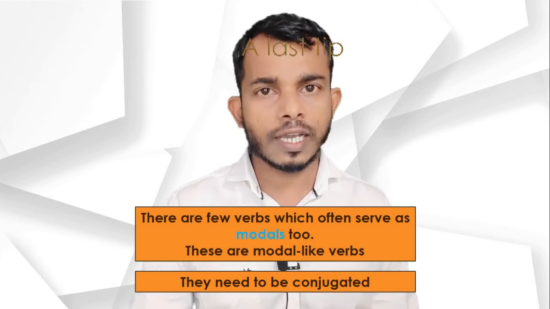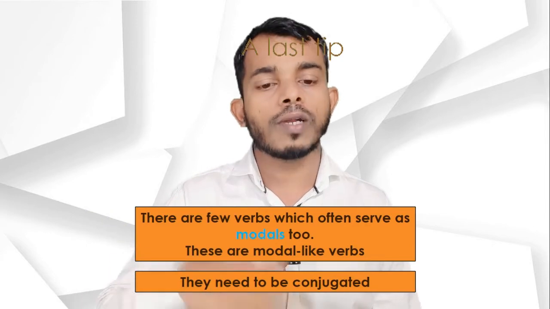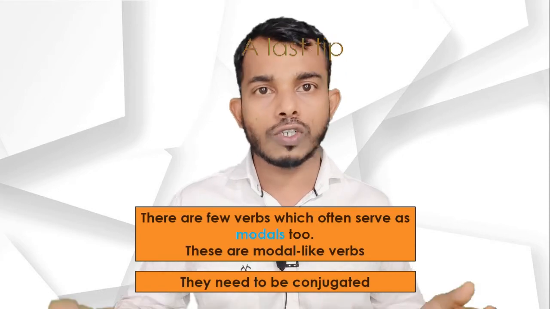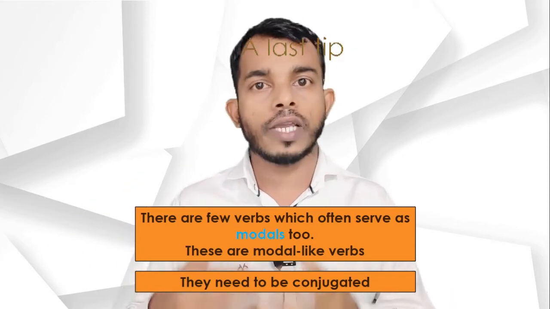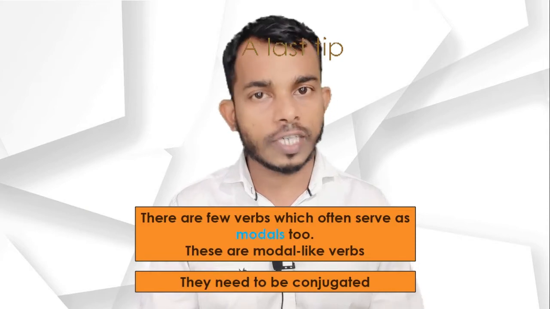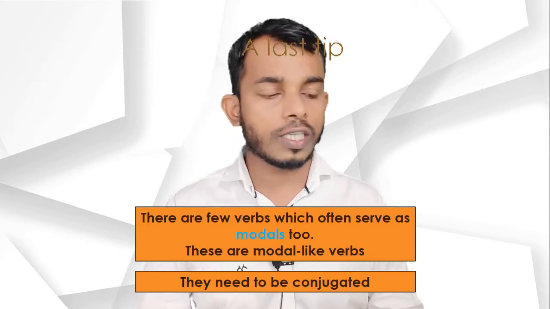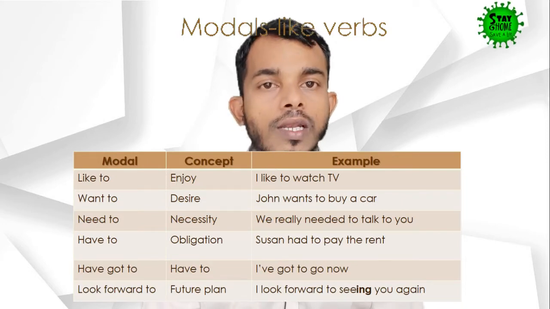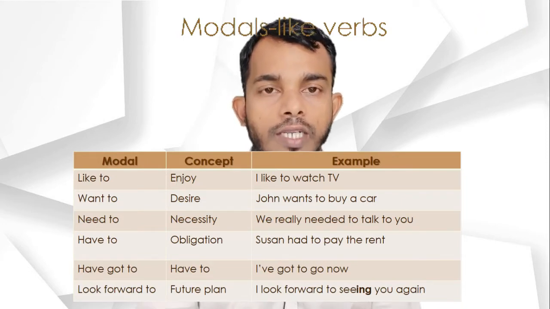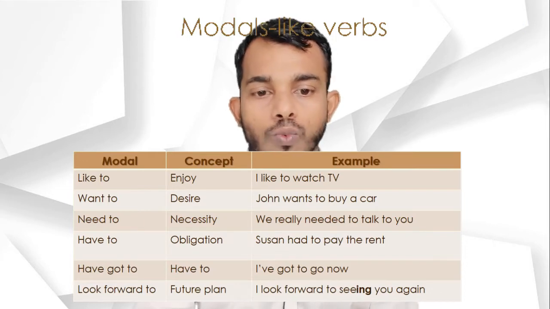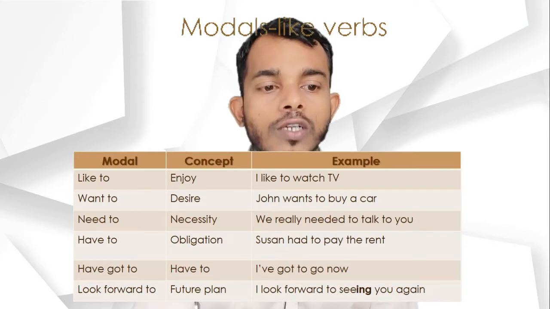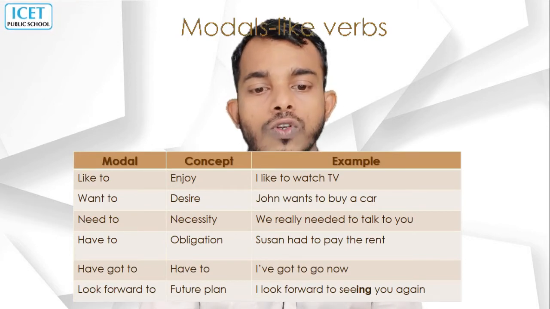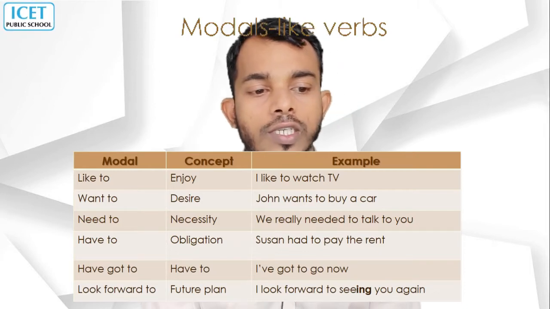There are a few words, they are modal-like verbs, actually not modals, but modal-like. They can be conjugated, meaning the ing form, the es form, and any other forms can also be taken, but these verbs show the characteristics of modals. For example, like to, meaning enjoy: I like to watch. Want to is a desire: John wants to buy. Need to, have to, have got to, look forward to: I look forward to seeing you again.